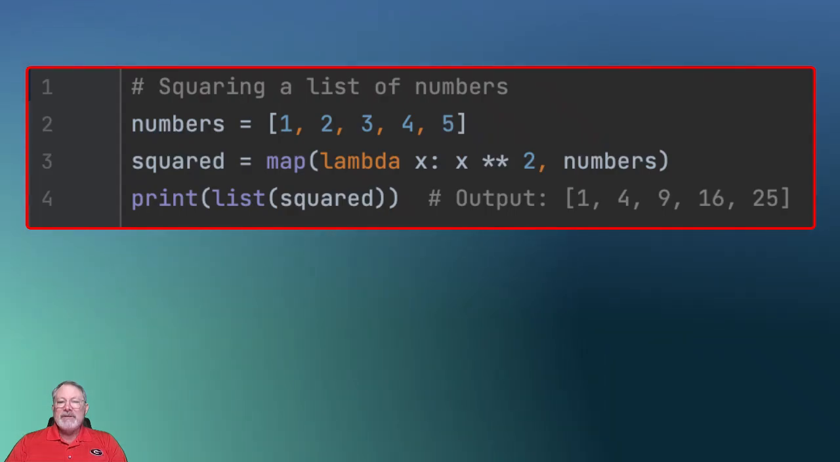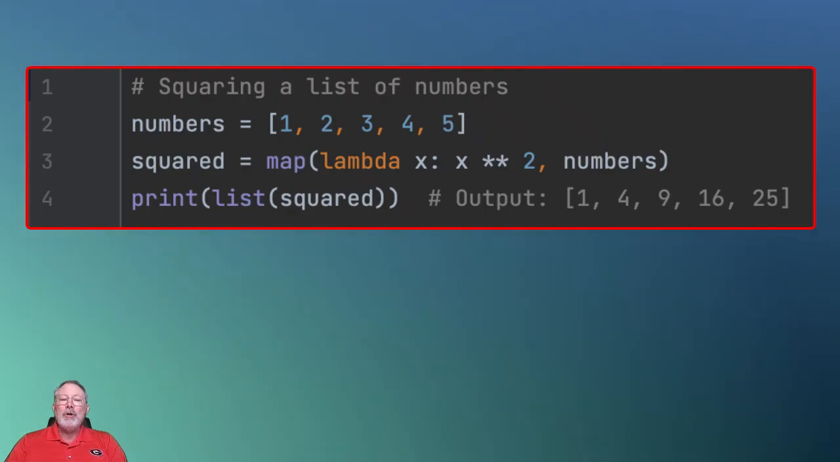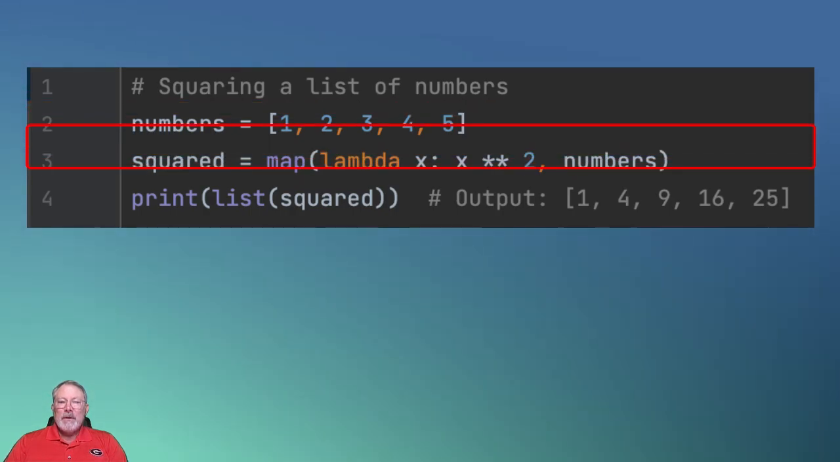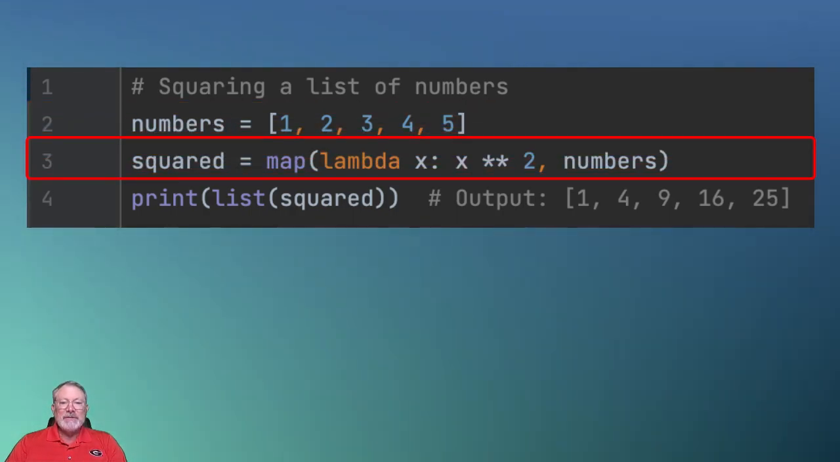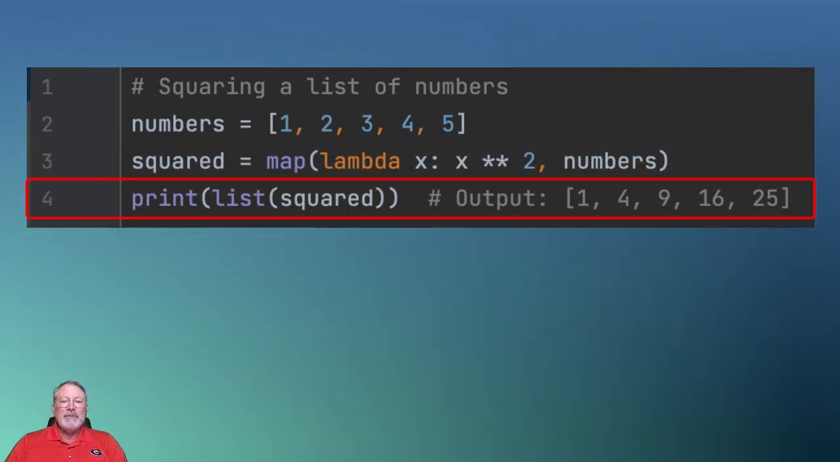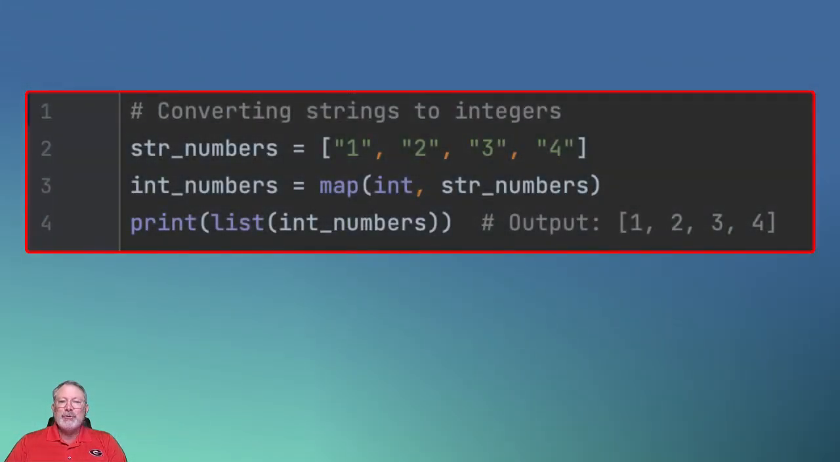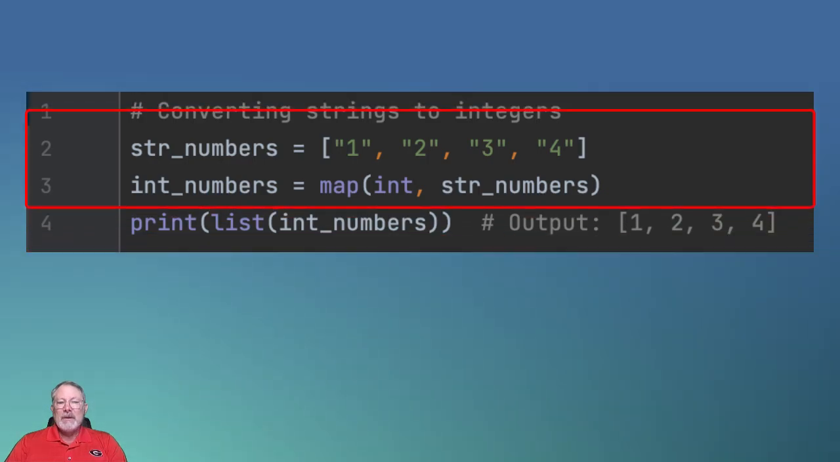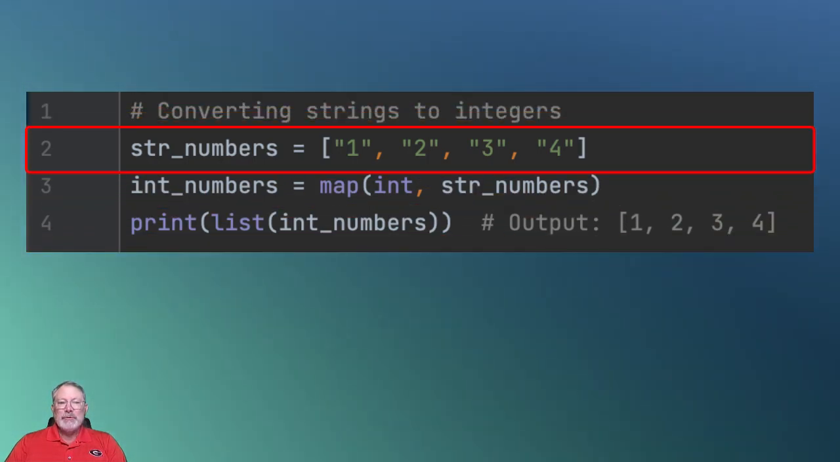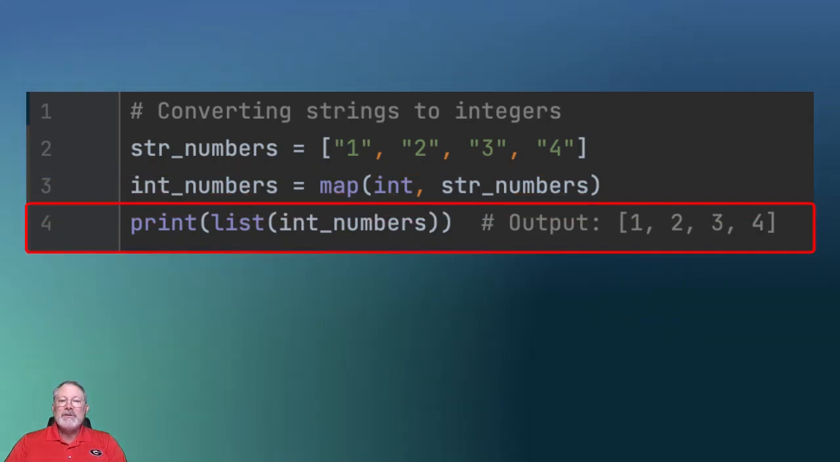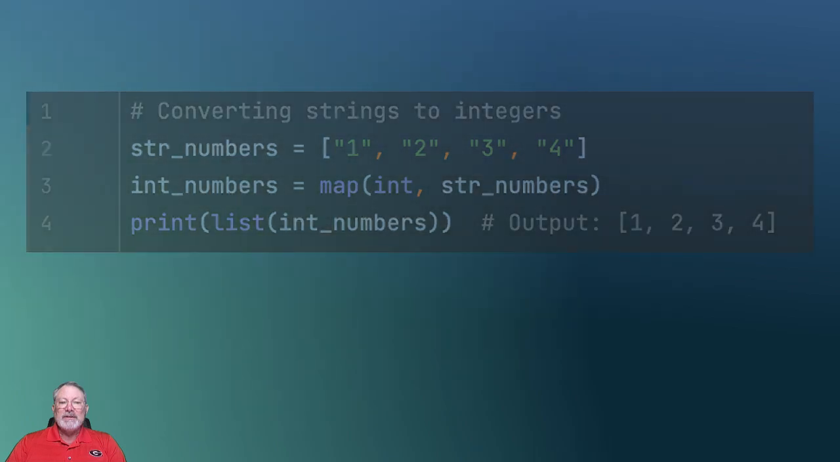Let's start with a basic example, squaring all numbers in a list. Here we have the list of numbers. Here, the map function applies the lambda function to square each number in the list, and the result is converted to a list using the list function. Map function can also transform strings to integers or any other type. Here we have a list of string numbers. Using the map function, we can transform each item in string numbers into an int.